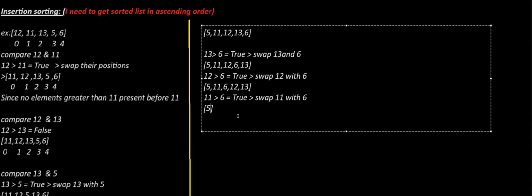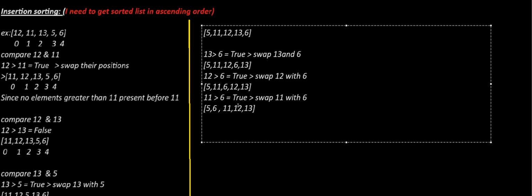After swapping, how will my list become? 5, and in the position of 11, I get 6, and in the position of 6, I get 11. The remaining positions are as they are. So this is the list after swapping the value 6.